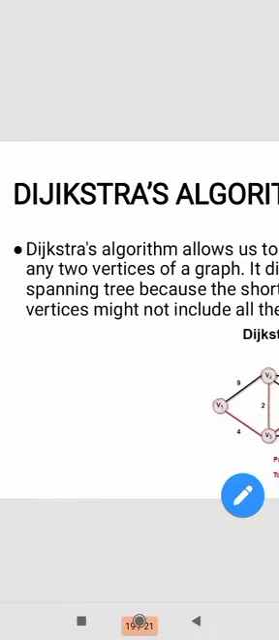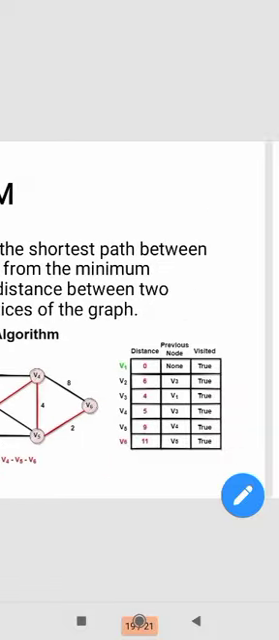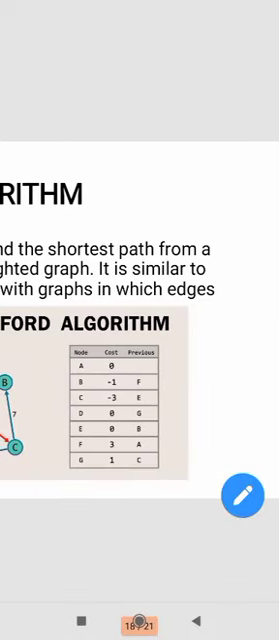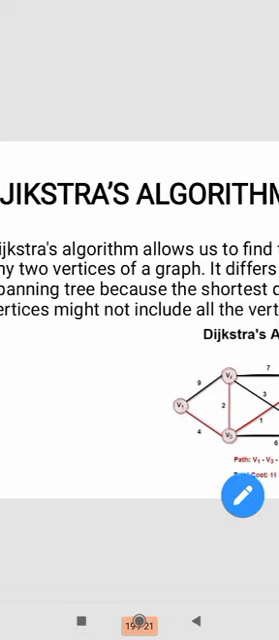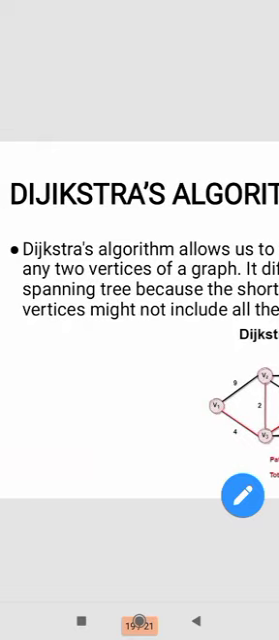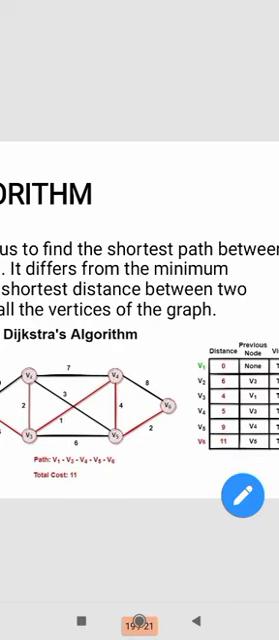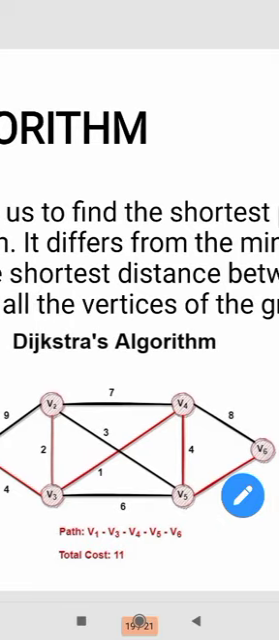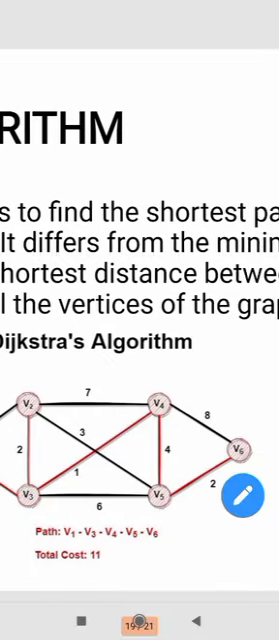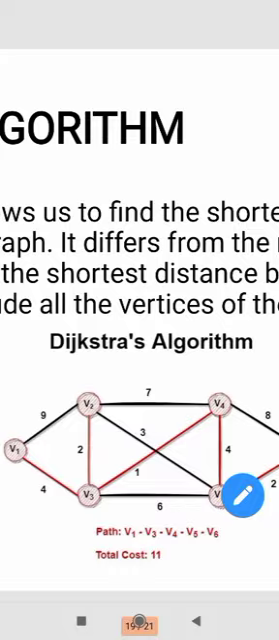Next one is Dijkstra algorithm. Dijkstra algorithm allows us to find the shortest path between any two vertices of a graph. It differs from the minimum spanning tree because the shortest distance between two vertices might not include all the vertices of the graph. So V1, V2, V3, V4, V5, V6. Next, V1 to V2, the value will be 9. V1 to V3, the value will be 4. V2 to V4, the value will be 7.